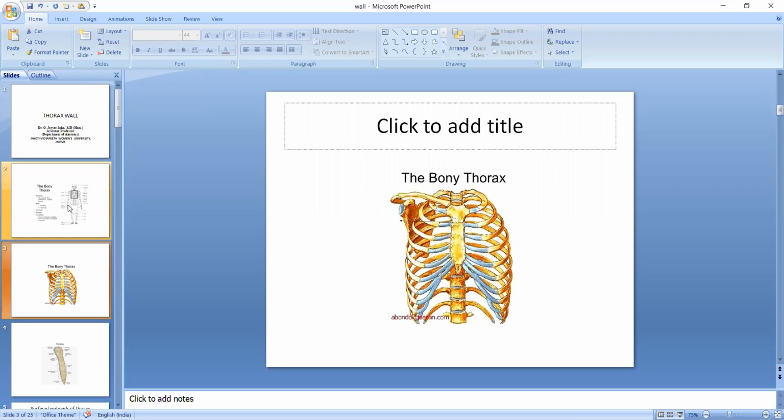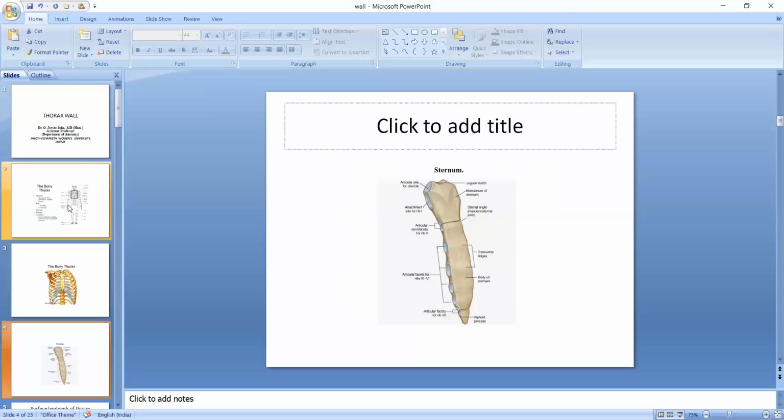So we can see here in this picture the clear picture of the bony thorax also. And this is the sternum. It is the mid part of the bony thorax, and it constitutes the manubrium, body, and xiphoid process.